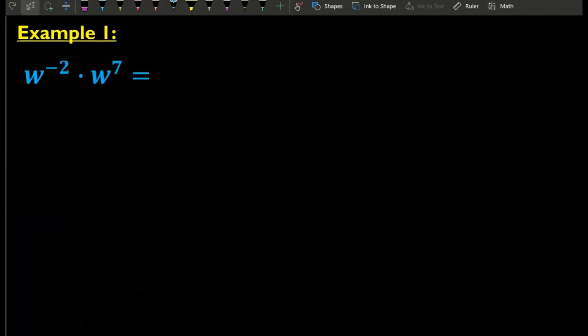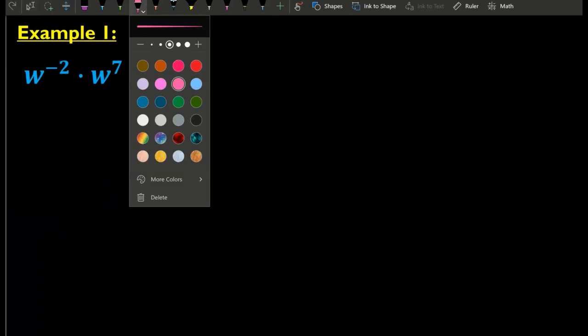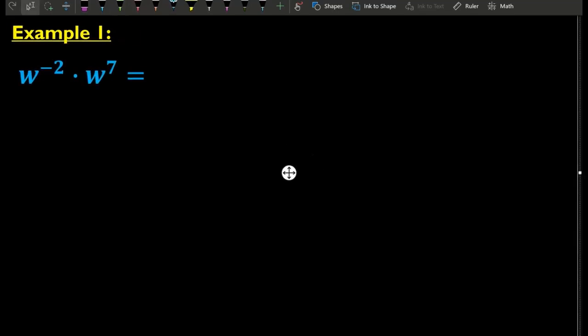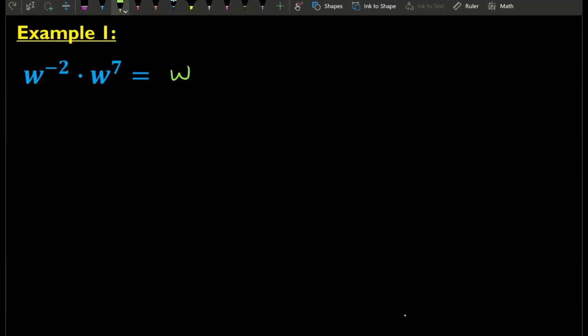As you see in this example, we have w raised to the -2 times w to the 7. It's a combination of the product rule with the same base and a negative exponent. Try this one for a second, and then we'll talk about the answer. We learned that if you multiply powers with the same base, we add the exponents. So you will have w raised to -2 plus 7. It comes from the product rule, so you add the powers. That will be w raised to the 5th power.